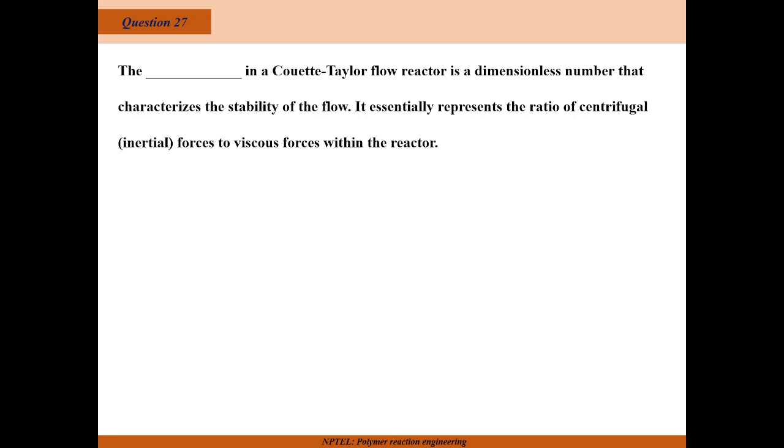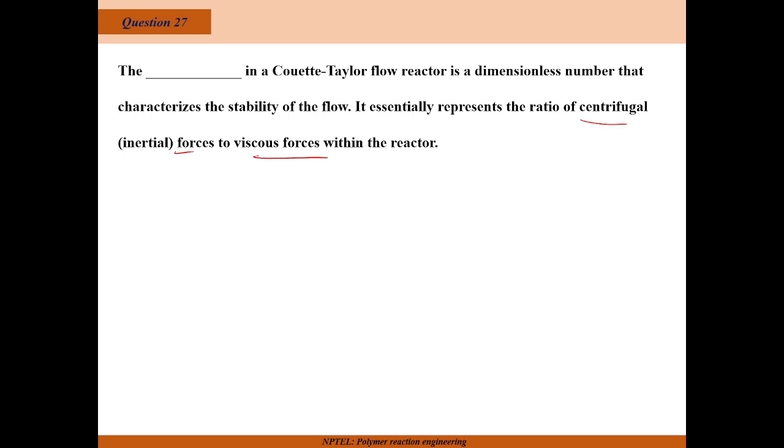The question can also be asked in another way: this particular dimensionless quantity is the ratio of dash and dash. Basically it is a ratio of centrifugal forces to viscous forces in the reactor. When we say directly inertial force to viscous force, that represents the Reynolds number. Reynolds number carries the same definition, inertial force to viscous force, but here we are talking in terms of this Couette-Taylor flow reactor.